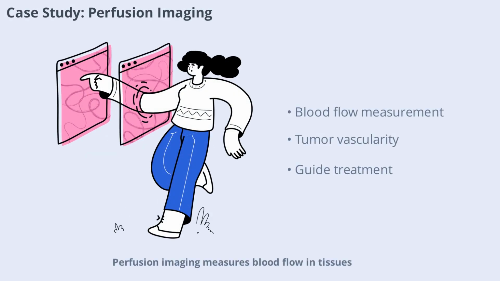Perfusion imaging measures blood flow in tissues using quantitative techniques like dynamic contrast-enhanced MRI. These methods are valuable for assessing tumor vascularity, detecting ischemia, and guiding treatment decisions. Quantitative research ensures that perfusion measurements are accurate and clinically relevant.